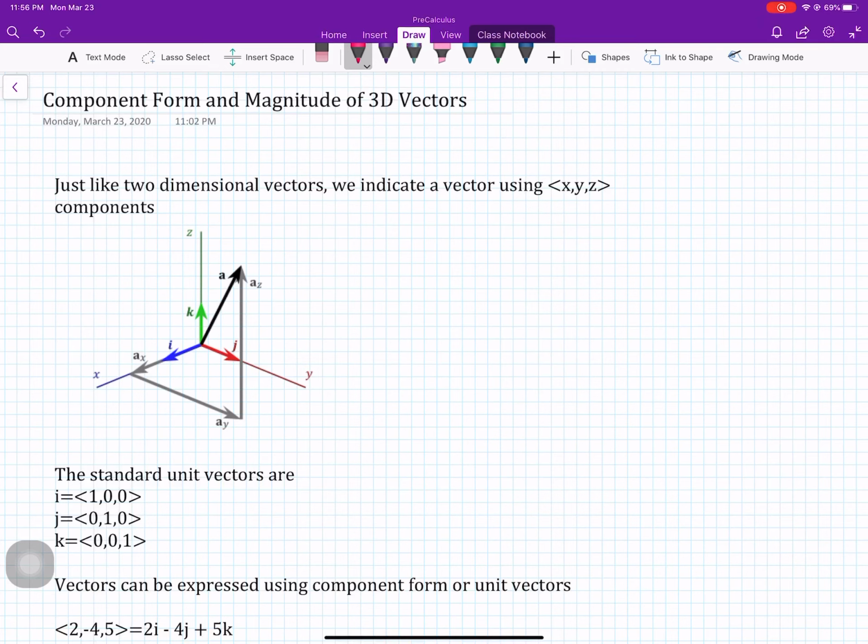Welcome to our second video about three-dimensional vectors. Today we're going to talk about component form and magnitude of 3D vectors.